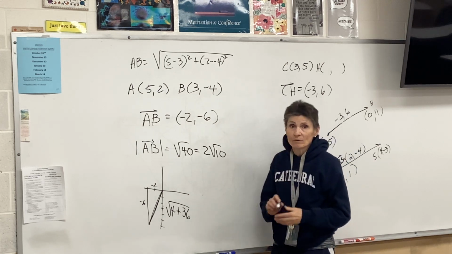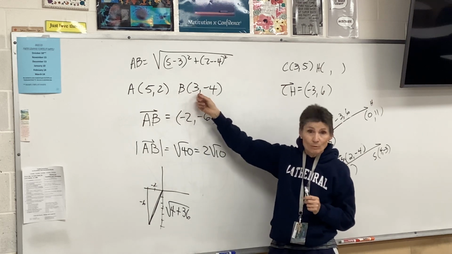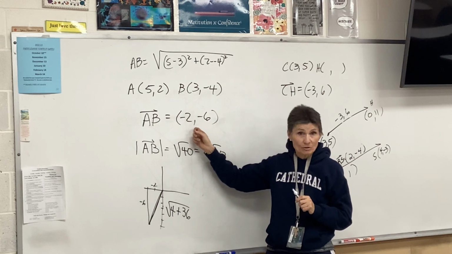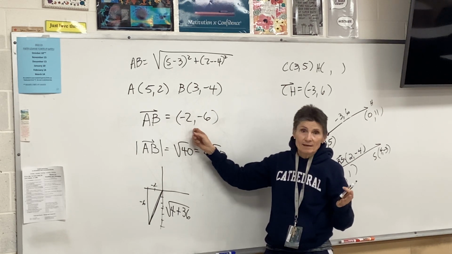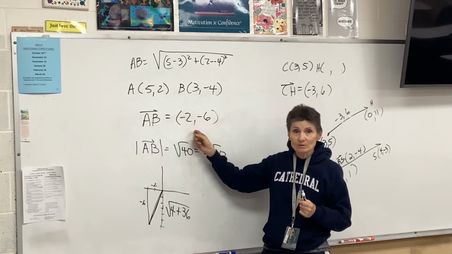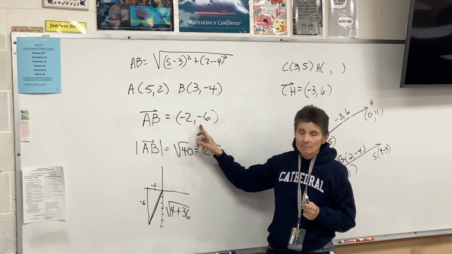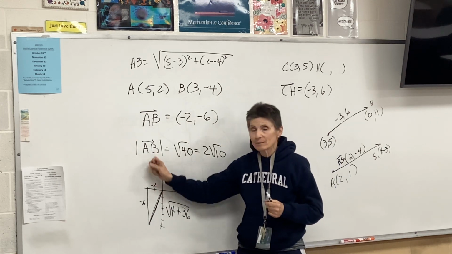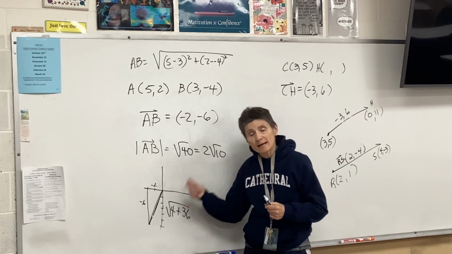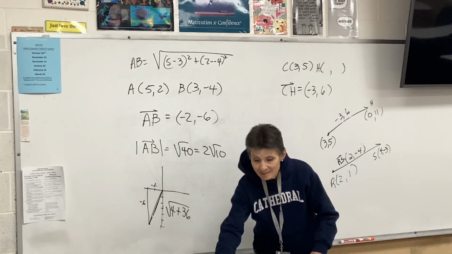Be aware, however, that usually you don't know the original points. Usually all you know are the coordinates of the vector. So it's so easy to find the magnitude. If you have the coordinates of the vector, you simply square the first one, square the second one, add them up and take the square root. It's the Pythagorean theorem. And that will give you the magnitude every single time.